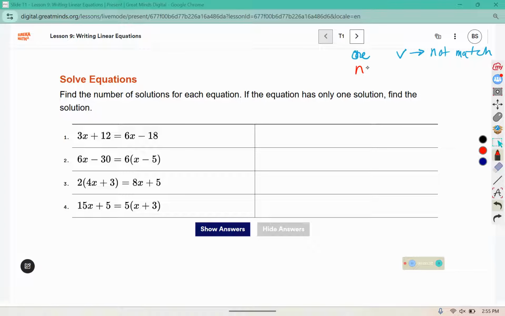For no solution, the variable matches, but the number piece does not. And for infinite solutions, the variable matches and the number matches.